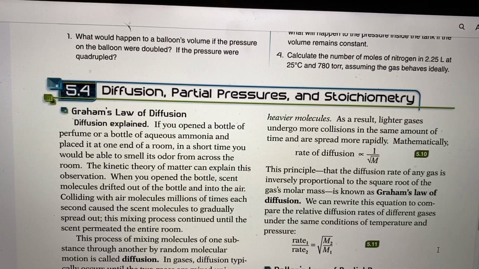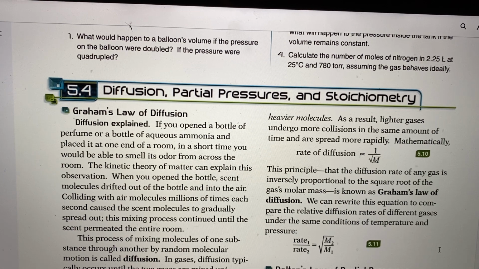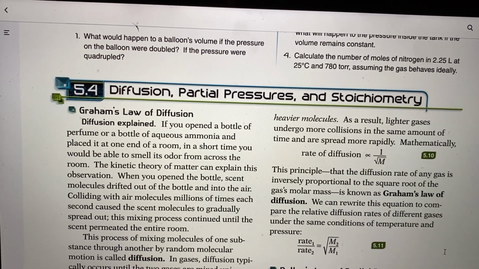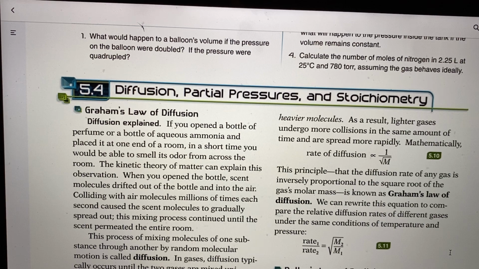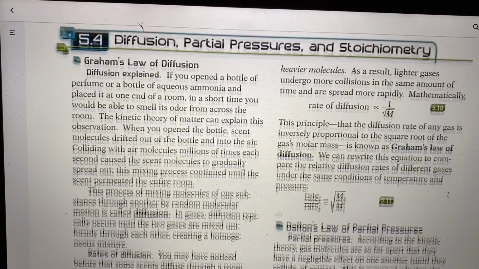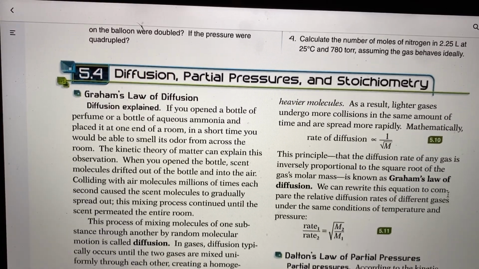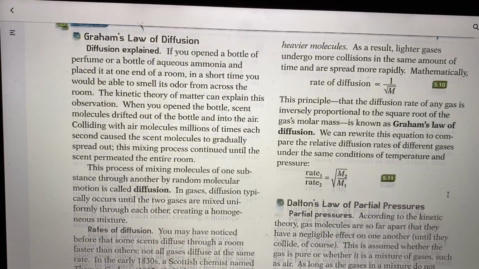So we're in chemistry and we're in chapter 5, section 4. This is the last section in chapter 5. We're going to talk about a few things though. We're going to talk about diffusion, partial pressures, and stoichiometry when we're dealing with gases. So it's quite a few things to cover right here. I don't know if we'll be able to do it in one video.